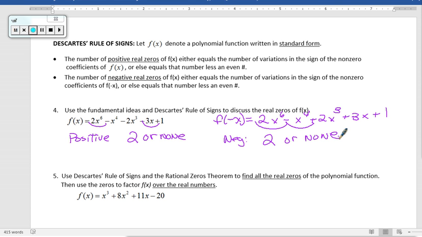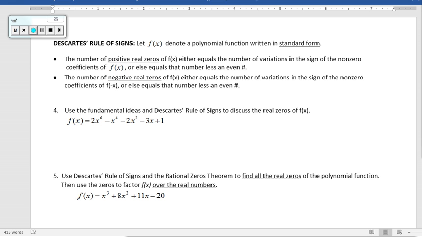So at most I have 2 positive and 2 negative, but there's a total of 6 solutions here, which means I will have at least 2 imaginary solutions as well. So if I had 2 positive and no negative, that means I would have 4 imaginary. So that is what Descartes' rule of sign does. Again, if you don't have a calculator to see where you cross the x-axis, it helps you narrow down those choices that we're doing with the q over p.